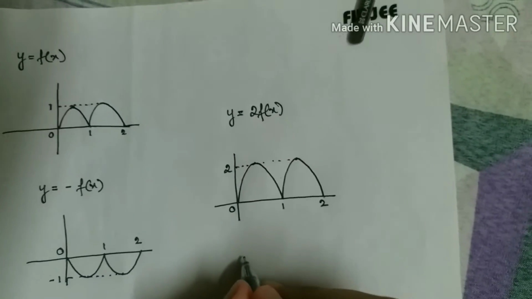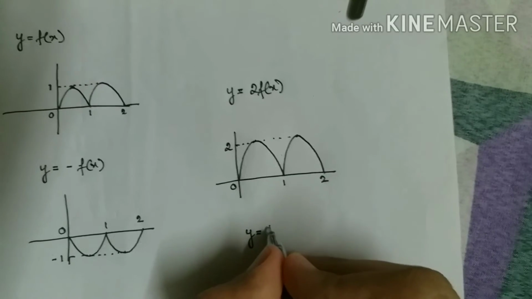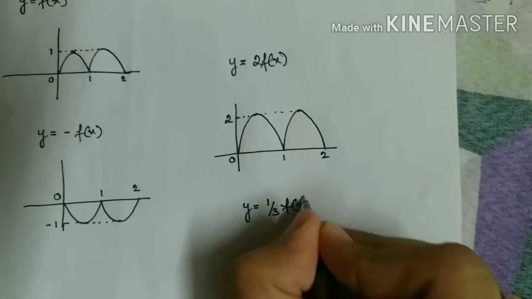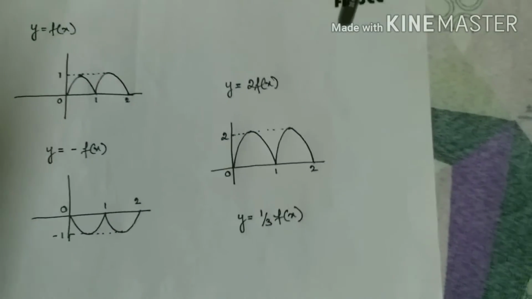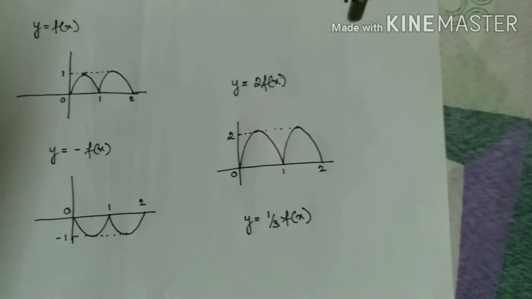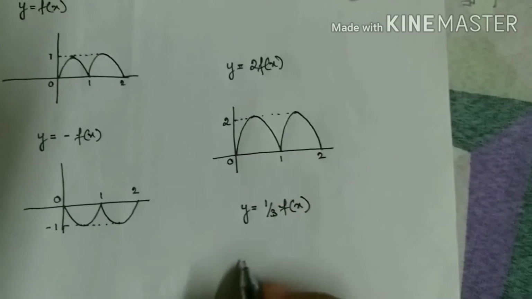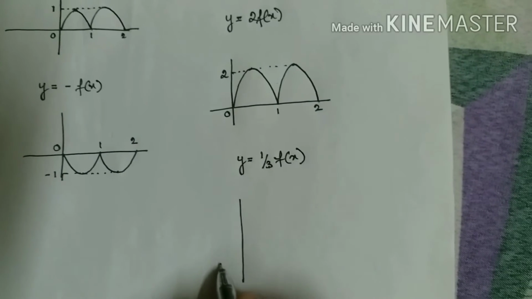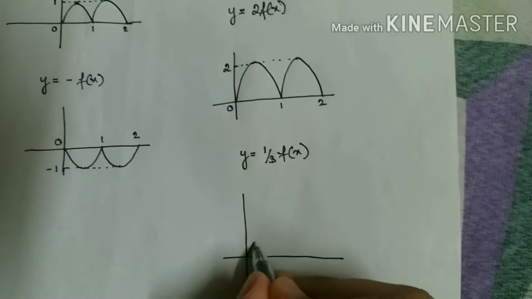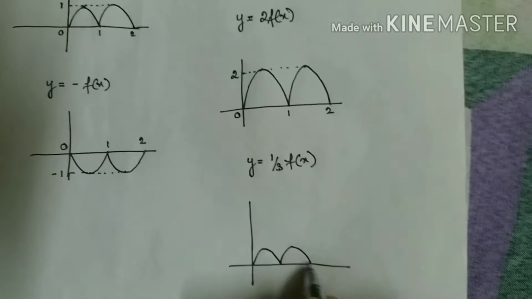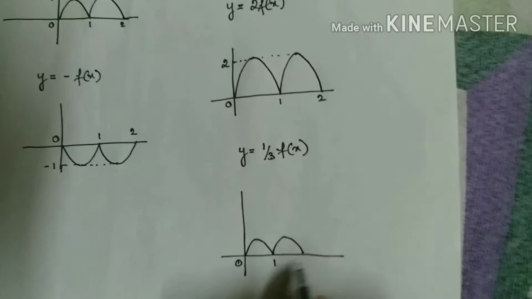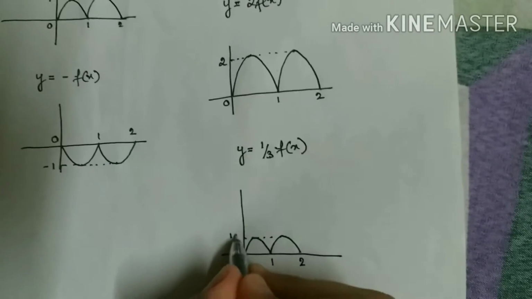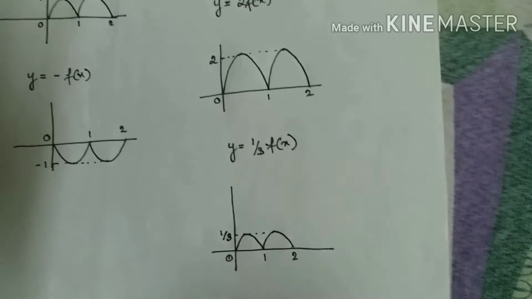Now suppose I ask you y is equal to 1/3 f(x). Mod a less than 1, so it will have to be compressed along the y-axis by a factor of 3. Nothing along the x-axis again, but this peak value will be 1/3.